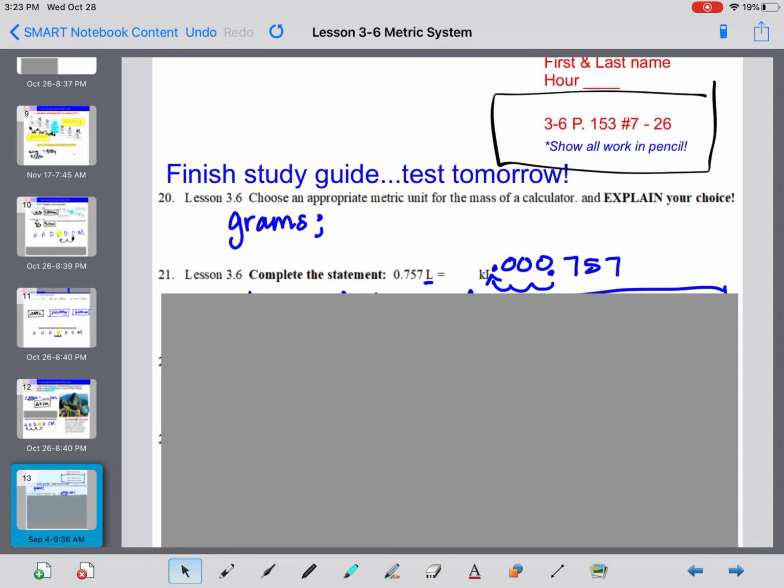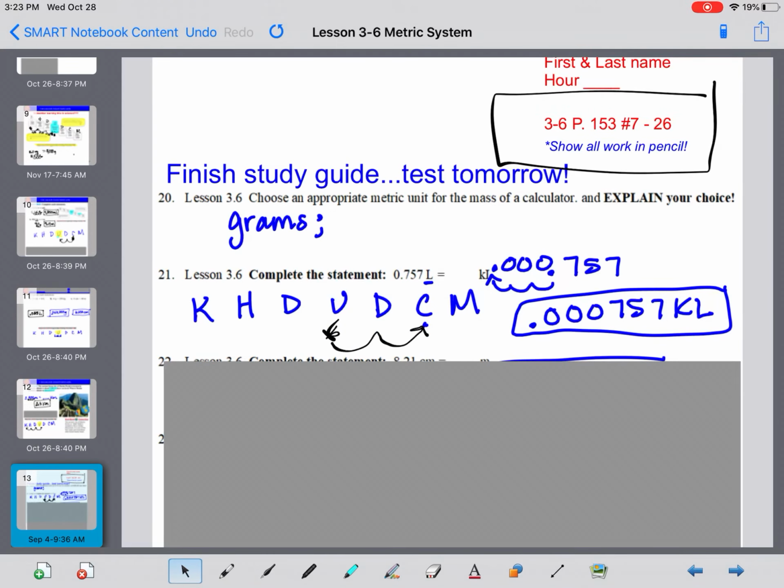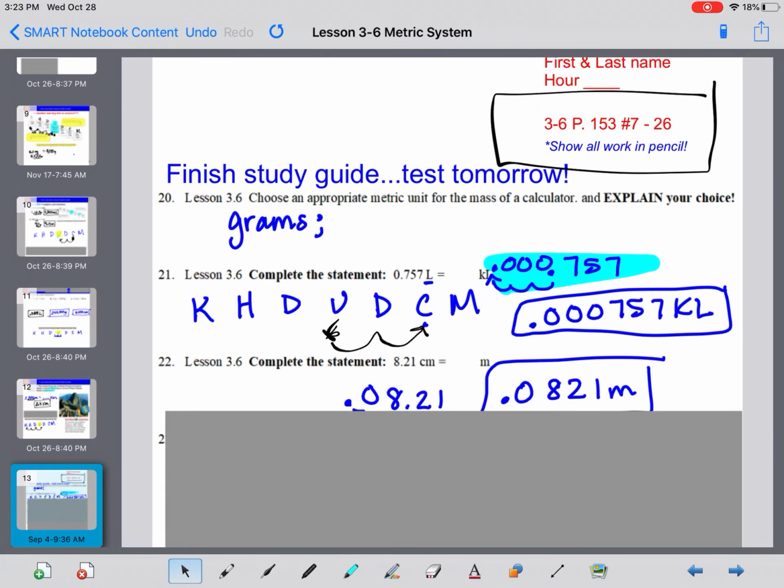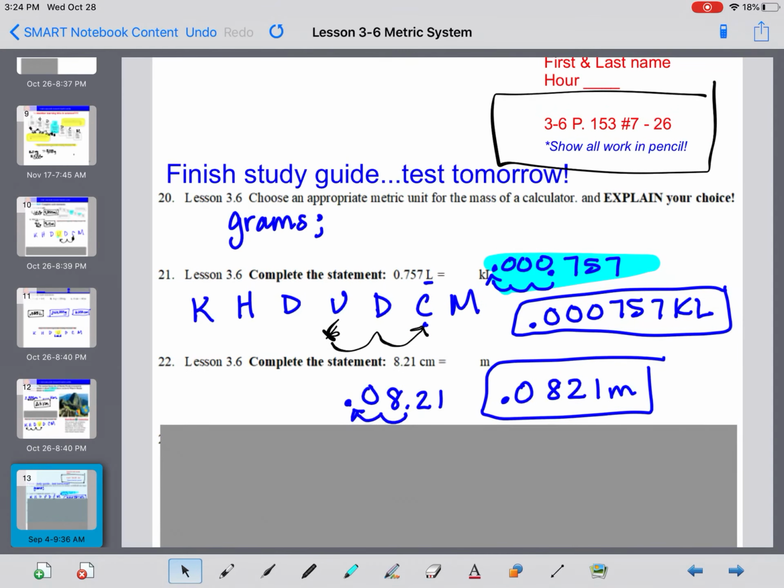Complete this sentence where you convert 757 thousandths liters to kilometers. I would move the decimal point from liters to, this is showing the next problem. That's why I'm confused. So from liters to kilometers, which would be 3 places to the left, as shown here. And so my answer is 0.000757 kilometers.